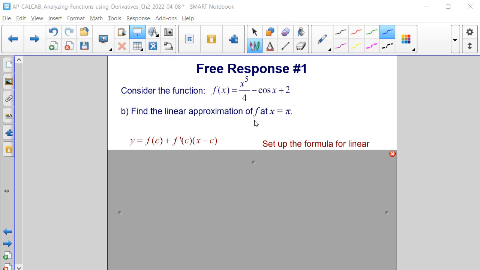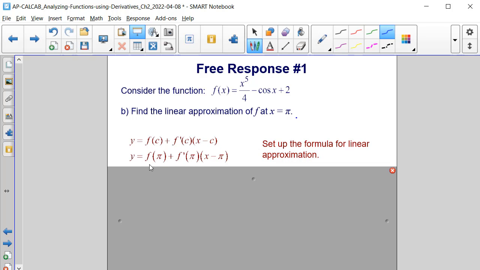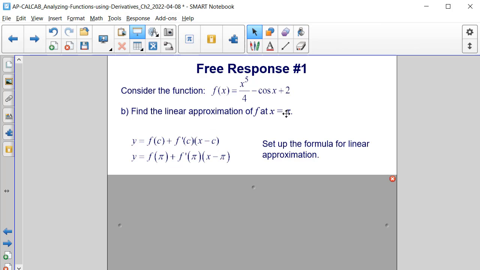So we know that we're evaluating this one at pi. So let's substitute pi in for all of our c values that we have here. Y is equal to f of pi plus f prime of pi times the quantity x minus pi. So the next step in this process is going to be to determine what the derivative of this function is going to be. Because in our linear approximation formula, there's that f prime and then evaluated at pi. So we have to first determine what f prime of x is going to be.